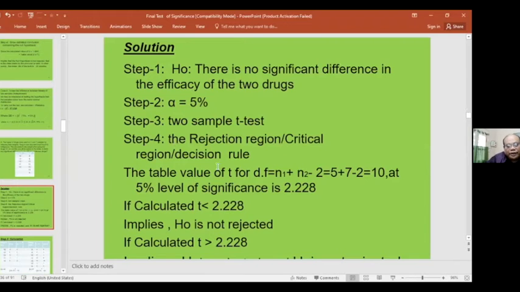In the rejection region, look at the degrees of freedom. For one sample it was n minus 1. For two samples, it is n1 minus 1 plus n2 minus 1. Clubbing together, n1 plus n2 minus 2. Here there was only one sample, n minus 1. Now with two samples, n1 plus n2 minus 2. So there is a logic in that.